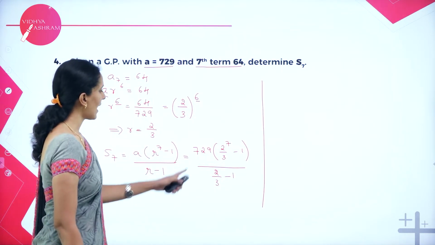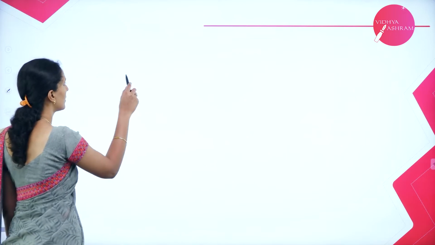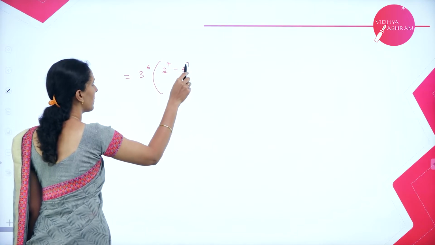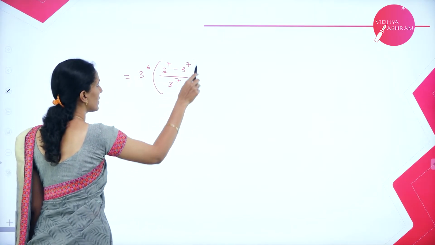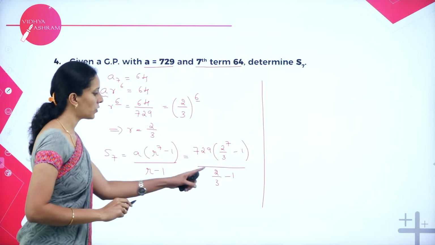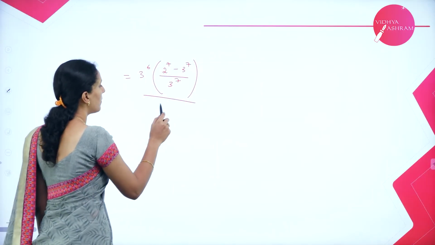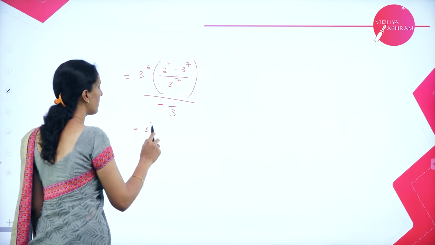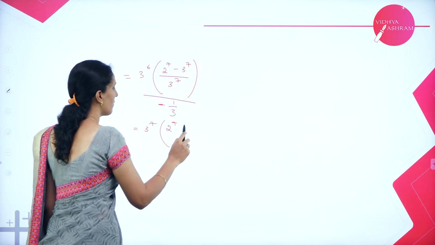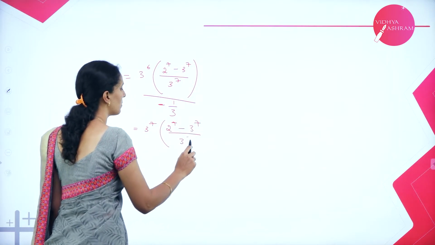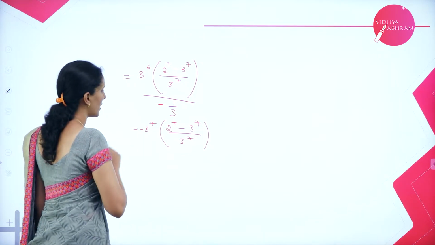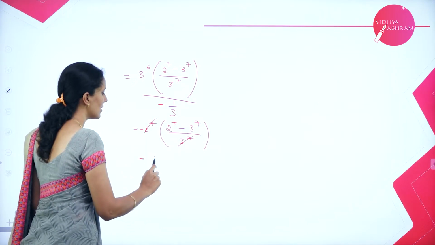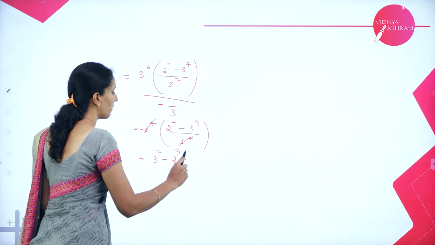Now if I solve this, I can write 729 as 3 to the power 6. Here it is 2 power 7 minus 3 power 7 divided by 3 power 7. And in the denominator, we get 2 by 3 minus 1 as minus 1 by 3. So when 3 goes to the numerator, it becomes 3 power 7 into 2 power 7 minus 3 power 7 divided by 3 power 7. So we have minus outside because we have minus in the denominator. So we can cancel it. So the answer is 3 power 7 minus 2 power 7.